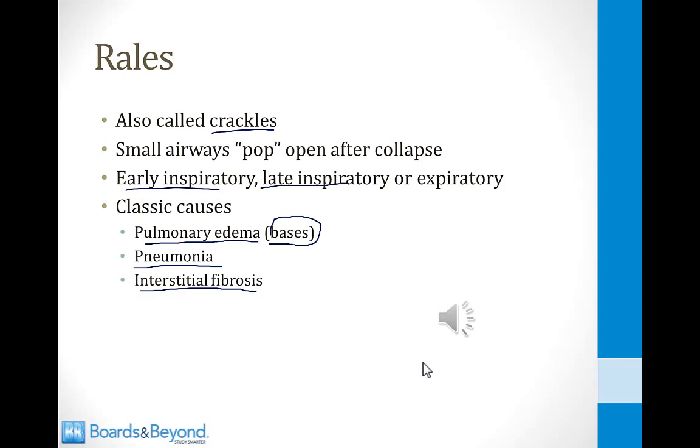Those were late inspiratory rales, and hopefully you were able to hear that crackling sound as the lungs popped open at the end of inspiration.